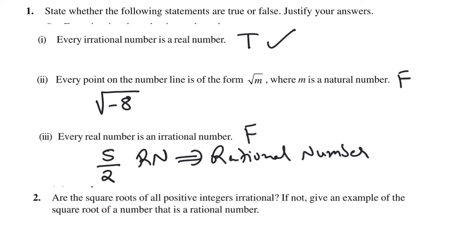Are the square roots of all positive integers irrational? If not, give an example of the square root of a number that is a rational number. This is pretty easy. Are the square roots of all positive integers irrational? No, they are not irrational. For example, square root 4. What is the square root of 4? It is 2. So this is a rational number. So square roots of all positive integers are not necessarily irrational.